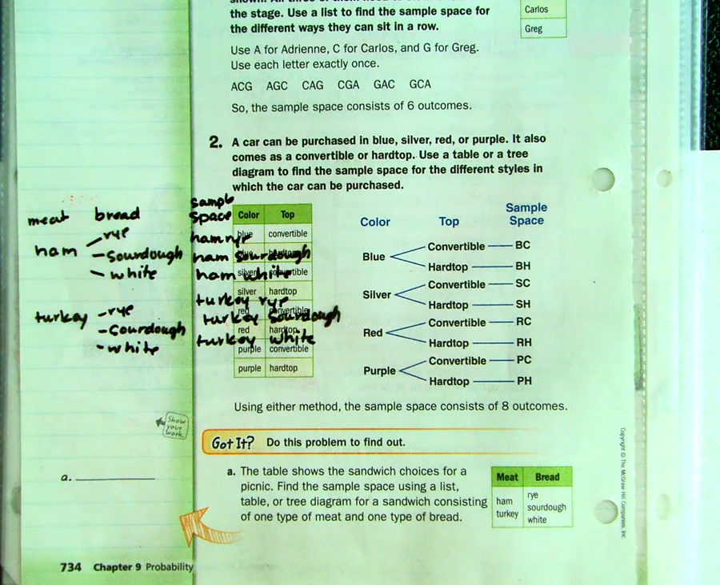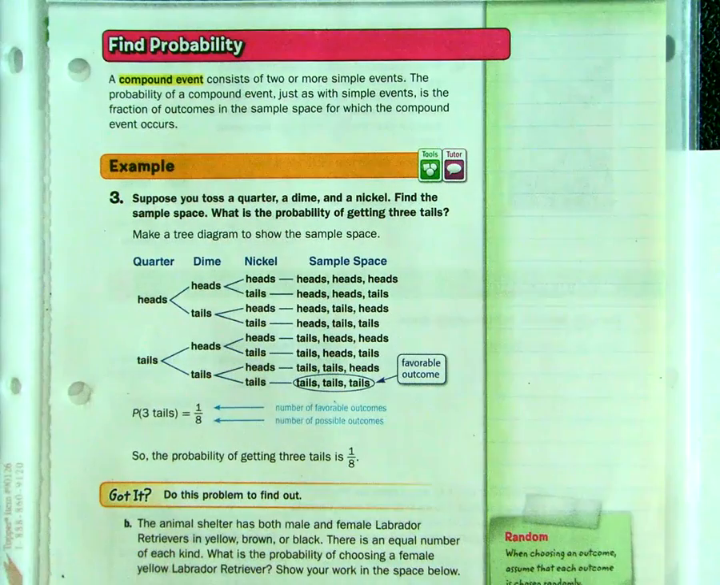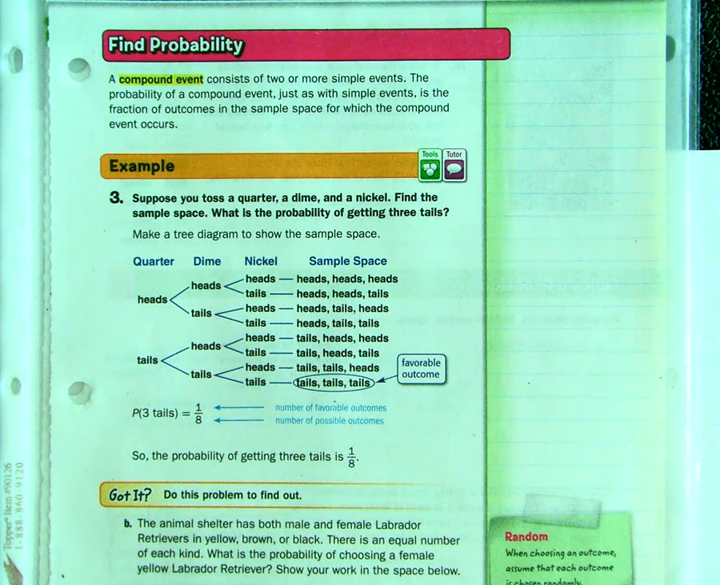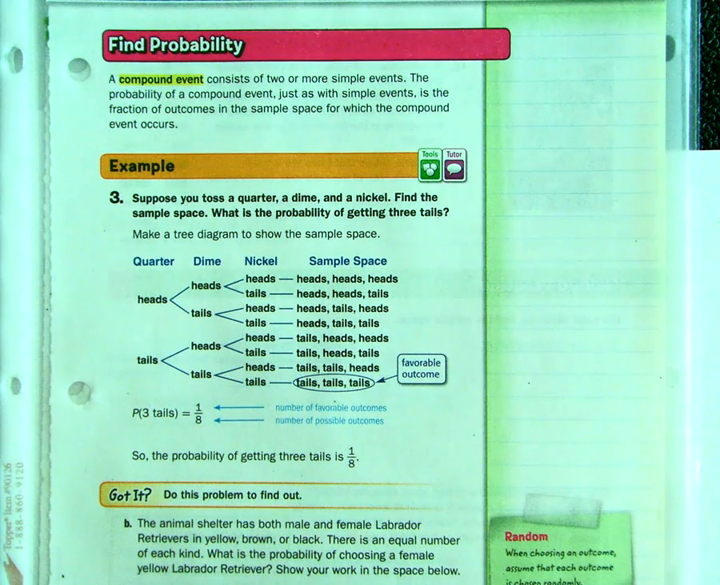Okay, the next thing we're going to do is find the probability. A compound event consists of two or more simple events. The probability of a compound event, just as with simple events, is the fraction of outcomes in the sample space for which the compound event occurs. So again, it's just like finding probability we did the other day.